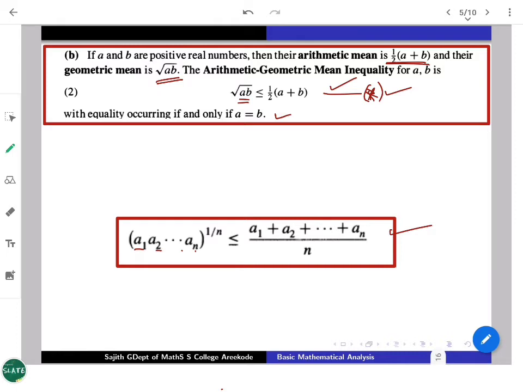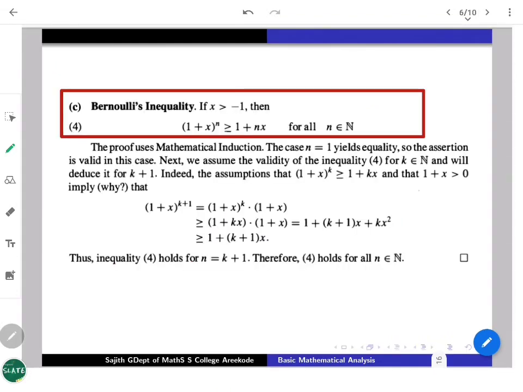Obviously, there are more inequalities which are having fundamental importance. Another such kind of inequality is known as Bernoulli's inequality. That also we'll quickly discuss. Bernoulli's inequality says that if x is greater than -1, then in the binomial kind of way, (1 plus x) to the power n is always greater than or equal to 1 plus nx. That is true for every natural number n. This is what Bernoulli's inequality says.